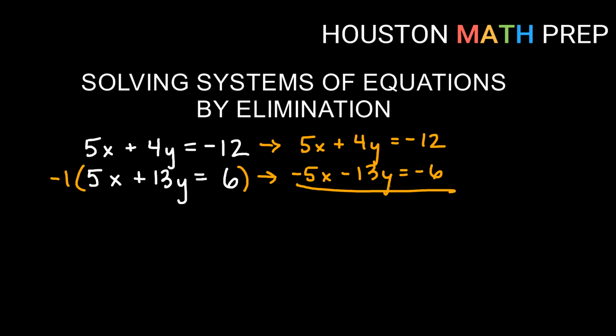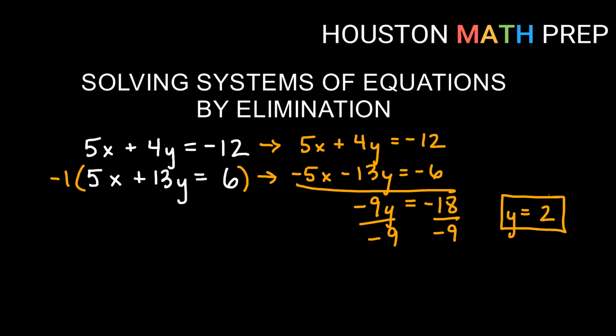They've been eliminated. 4y minus 13y gives us negative 9y. And then over here, negative 12 plus negative 6 is negative 18. And when you divide by your negative 9, you get an answer for y. So since we have negative divided by negative, that will be a positive 2 for y. Okay, use your answer to get the other answer. I'm going to take my y equals 2 and plug it in. I'll just plug it into the first one here, maybe.